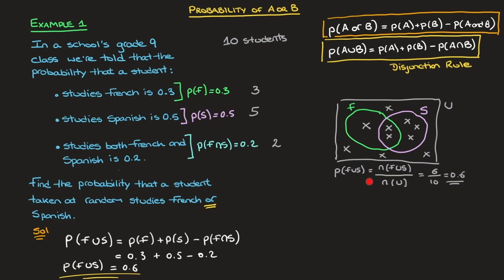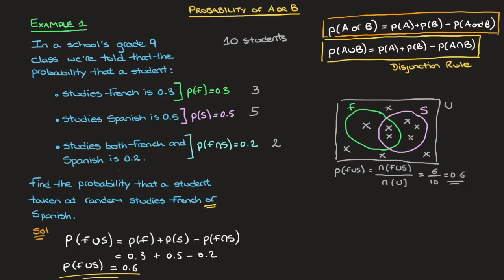But although calculating the probability of F or S this way is perfectly valid, more often than not, we won't be in a position to either draw the Venn diagram or find how many elements are inside the union of F and S. And consequently, we'll need the disjunction rule. And here's how and why it works.